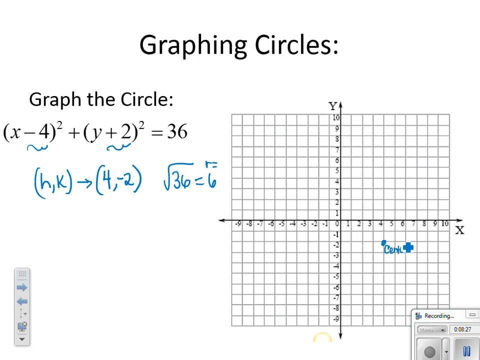And so I'm going to go 1, 2, 3, 4, 5, 6. Go 6 all the way around. Go 6 down. And then I'm going to draw the best circle I can. I know it's not the best circle. I need a compass to draw the best circle. But that would be my circle with this equation.